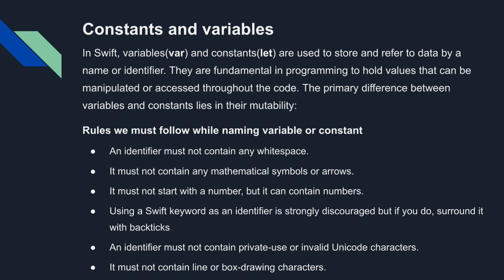It must not contain line or box drawing characters. Identifiers cannot include line drawing symbols such as dash, pipe, or box corner, since these characters are not valid in Swift. By adhering to these rules, you ensure that your variables and constants are easy to read, understand, and maintain, while avoiding syntax errors in your Swift code.